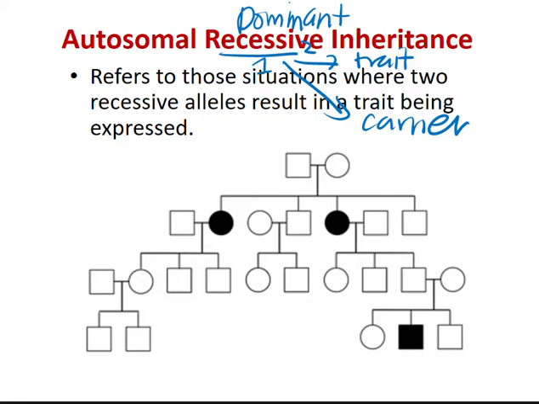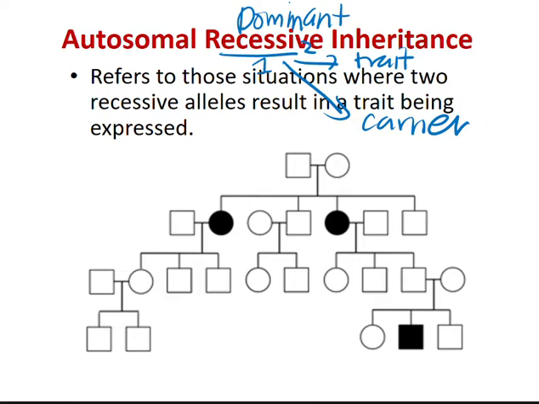Compared to pedigrees of dominant traits, autosomal recessive pedigrees tend to show fewer affected individuals, and they are more likely to skip generations. That's the major feature that distinguishes autosomal recessive from X-linked dominant and autosomal dominant modes of inheritance: unaffected individuals can have affected offspring.